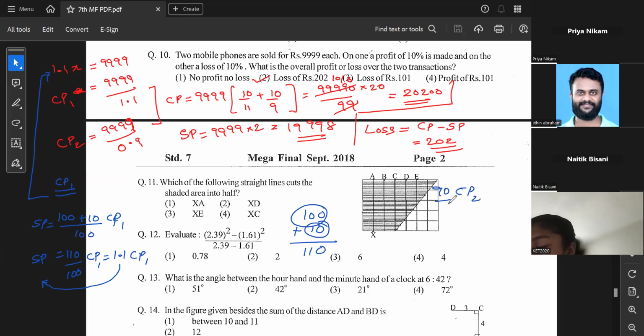It's 100 minus 10, 90 percentage. Correct. 100 minus 10. So that gave me 90 percentage of cost price is equal to selling price. That is 0.9 of cost price is equal to selling price. That means the cost price is equal to selling price upon 0.9. That's how I got this.